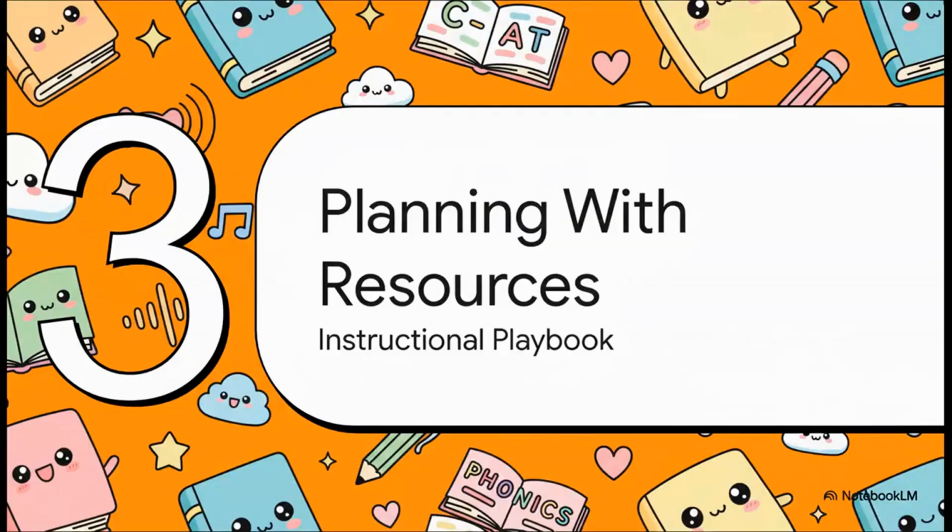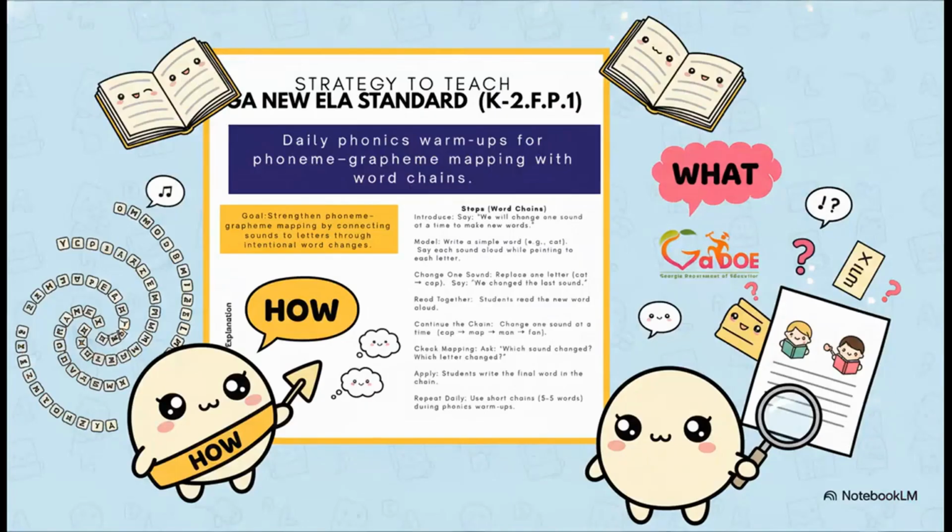Okay, let's get into planning. The best teaching is always planned teaching. And for this standard, you've got two powerhouse resources that are basically your instructional playbook. Think of these two documents as your dynamic duo. The strategy card on the left, that's your how. It gives you the step-by-step what-to-say routine. And the evidence document on the right, that's your what. It tells you exactly what mastery looks like and what common mistakes to watch out for.